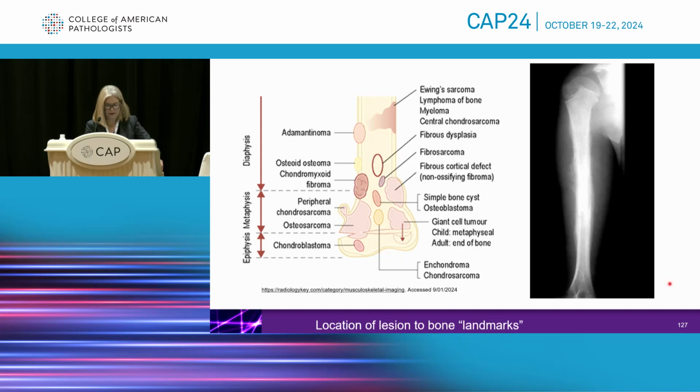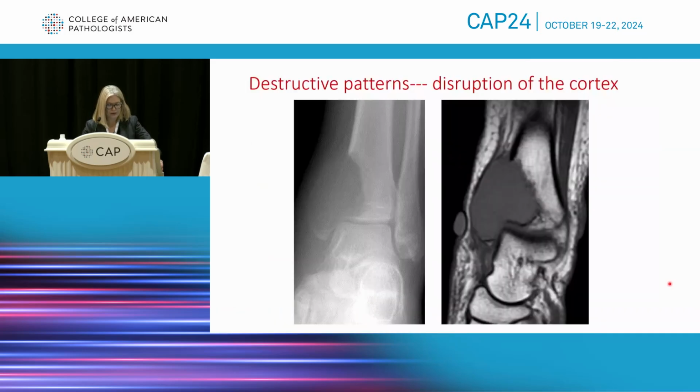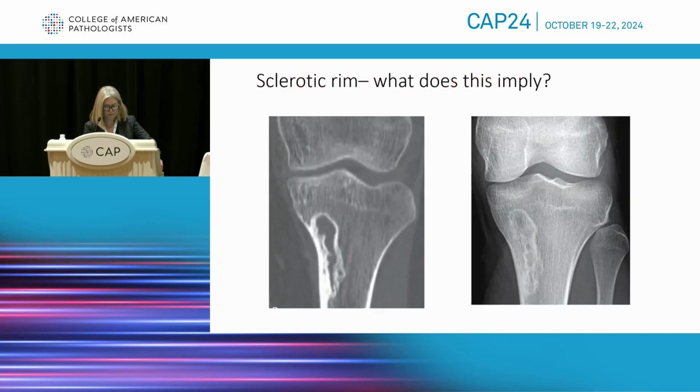So let's look at some imaging. What about this one? Is this destructive? And by destructive, I mean, does it disrupt the cortex? It sure looks like it probably does here on this plain film. Here it is, and then on the MRI, you can be really sure. You can see that we've got a cortex here, and it's destroyed the cortex. So that's your first indication you're dealing with something aggressive.